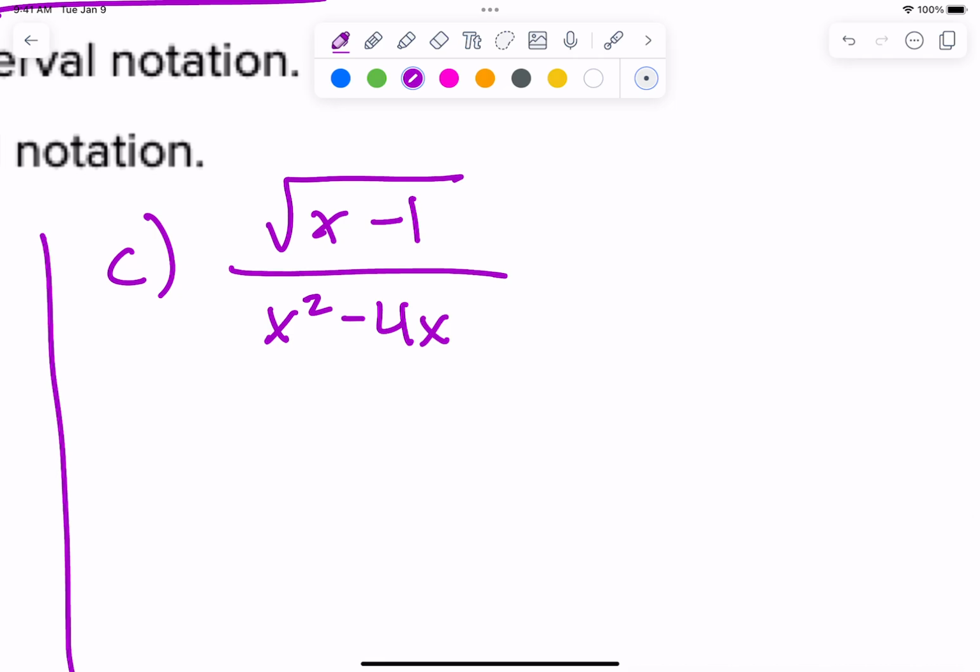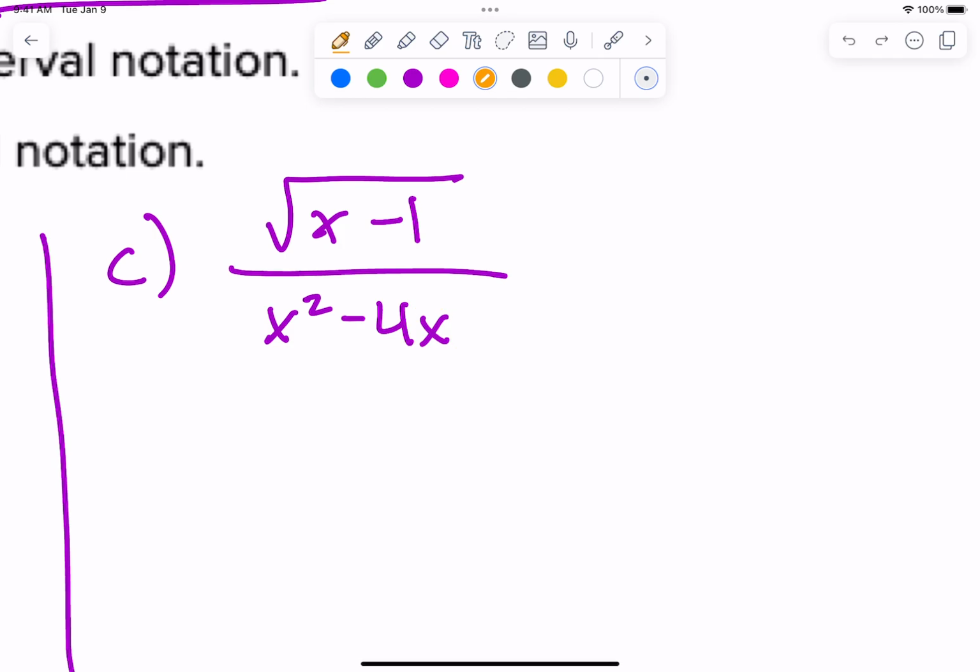Multiply the x squared minus 4x up to the other side? No, that's not going to help though. Multiply by the reciprocal? That's not going to do anything for me. Can you square the top and square the bottom? Nope. Can you square the top? It's almost a difference of squares except there's an x here. So that's not going to work.